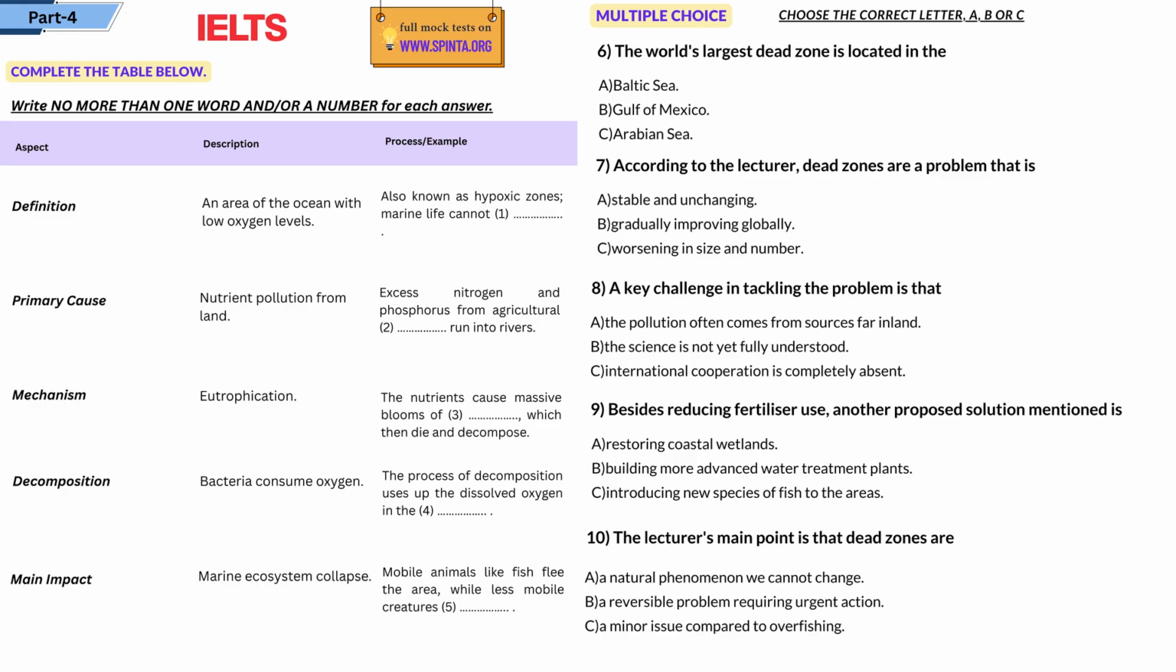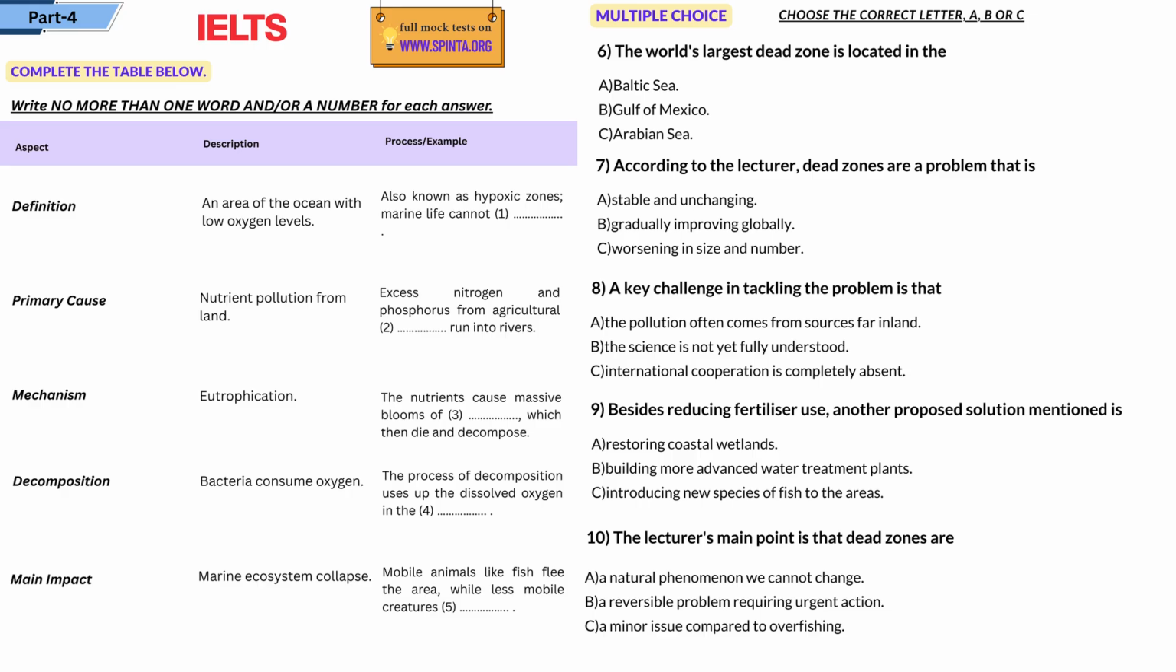Tackling this issue is incredibly challenging. One of the main difficulties is a matter of geography and politics. The pollution does not originate on the coast. It originates from thousands, sometimes millions, of farms and cities, often hundreds of miles away, deep within a continent. The key problem is that the pollution often comes from sources far inland. This makes it a vast, multi-state, or even multinational issue to manage, requiring cooperation across many different political jurisdictions, which is notoriously difficult to achieve.